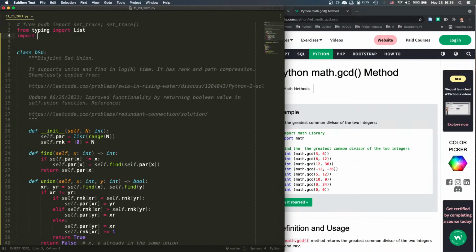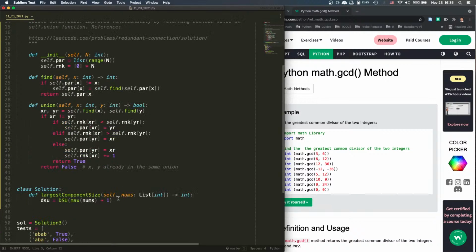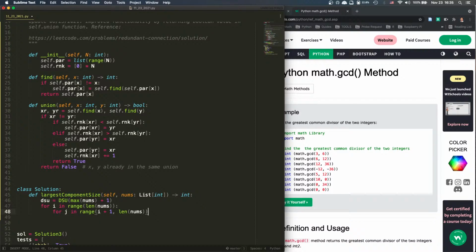So import math. Okay. So basically what I'm gonna do: for i in range len nums, for j in range i plus 1 to len nums, if math.gcd of nums i and nums j is larger than 1, then we do DSU dot union nums i, nums j. So run all that.